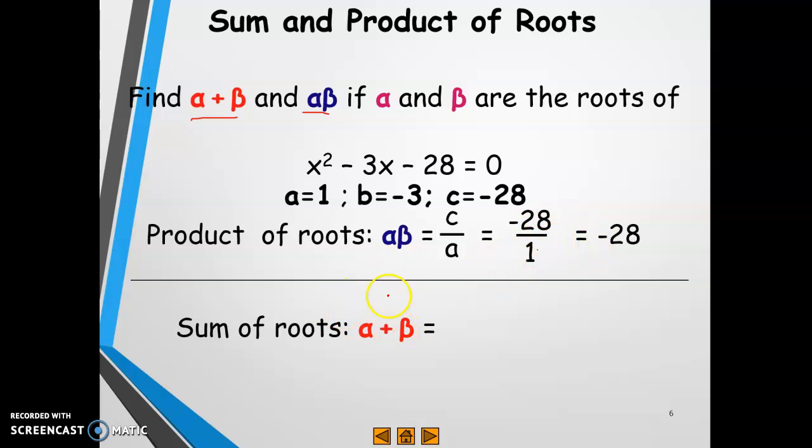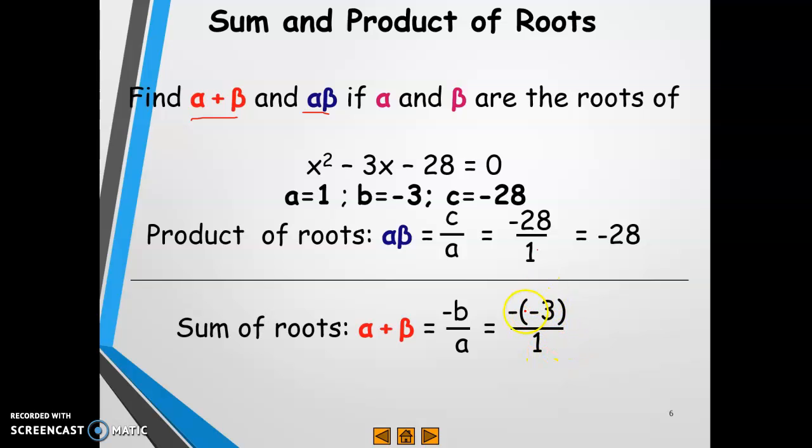Now for the sum, if you are given the quadratic equation, the formula is negative b all over a. Your b is negative 3, so do not forget the negative sign. You still have to copy it even if we have a negative b here. So negative times the negative 3 all over a, which is 1. So negative times the negative 3 over 1.